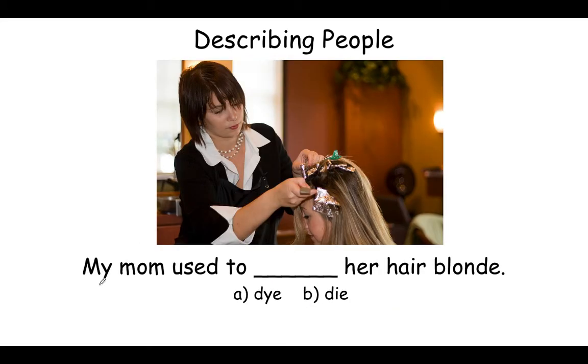So this is not really a descriptive word. It's not something we use to describe things, but it is something that people do a lot that has to do with how they look. So my mom used to, in the past, remember, my mom used to dye her hair blonde. You'll see that these two words are spelled differently. This one is spelled D-Y-E, and we say dye. And this one is D-I-E, and we say dye. They're pronounced the same exact way, but they mean two different things.